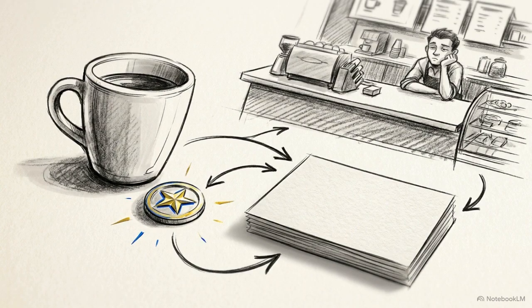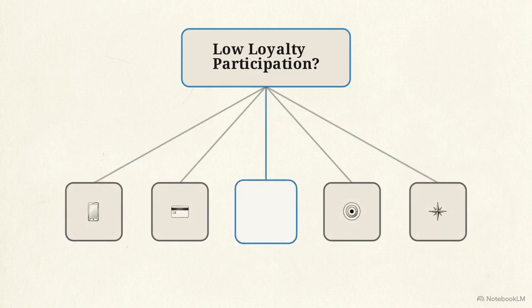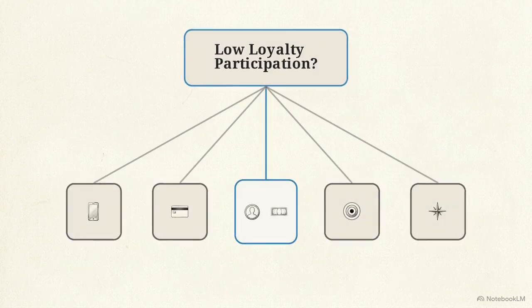Let's look at a coffee shop with a struggling loyalty program. The business is asking, why is participation so low? That question is too big to test all at once, so we break it down into possible drivers, and we isolate just one to start with. Older customers prefer cash. By stripping away all other variables and focusing entirely on a single logical driver, you make the business problem measurable.